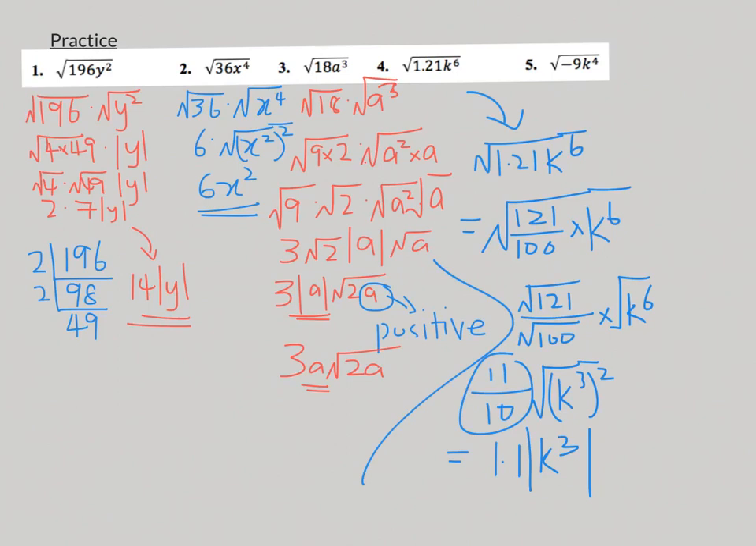For number 5, the principal root of negative 9 times k to the 4th. In this case, think about, is there any number that when you square it will give you negative 9? You can see that it is not possible, because 3 squared equals 9, and negative 3 squared gives you 9 also. So in this case, I would say there is no real solution.